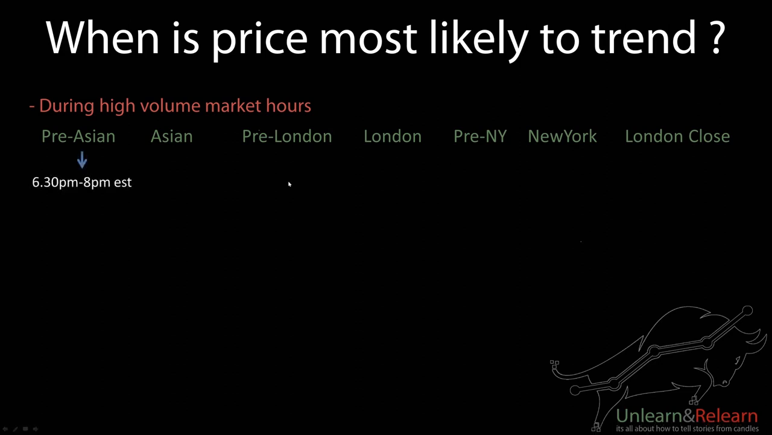Someone may ask, oh, what time is your pre-Asian? This is the time when I have seen price move in pre-Asian, around 6:30 p.m. Eastern to like 8 p.m. Eastern. 8 p.m. Eastern is your Asian Open. So you have to keep these times in mind, right? Whenever I'm trying to trade the Asian session, whenever you've seen me post results in Asian or some analysis in the Asian, most of the trades are taken between 6:30 and 8 p.m. Eastern.